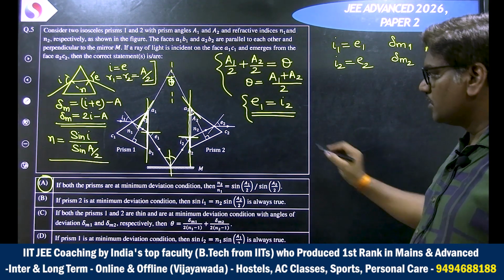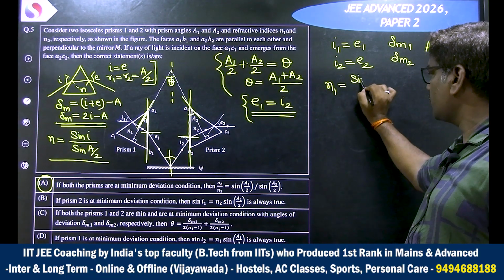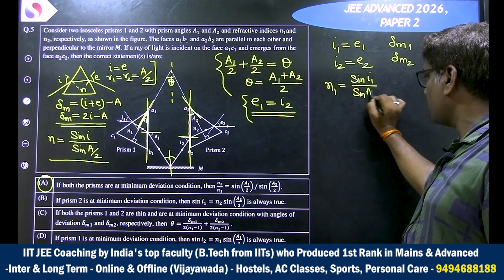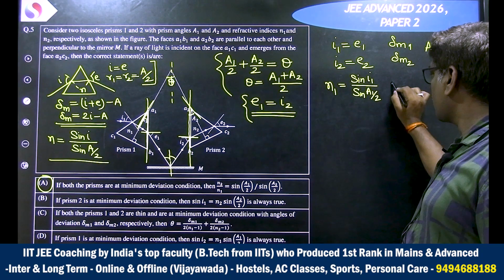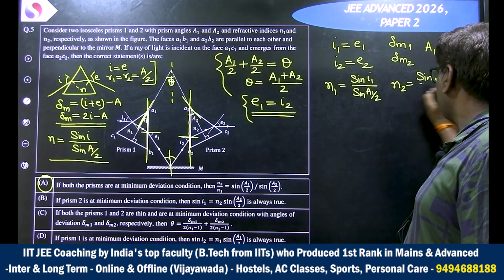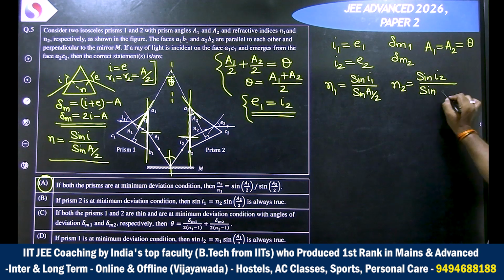We are going to write down the condition for the first one. Refractive index N1 will be equal to sin I1 by sin R1, and R1 is nothing but A1 by 2. Similarly, what is N2? N2 is sin I2 divided by sin R2. What is R2? That is A2 by 2.